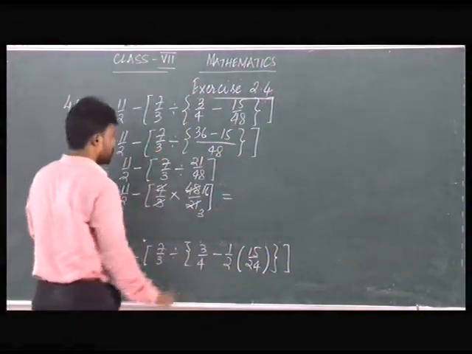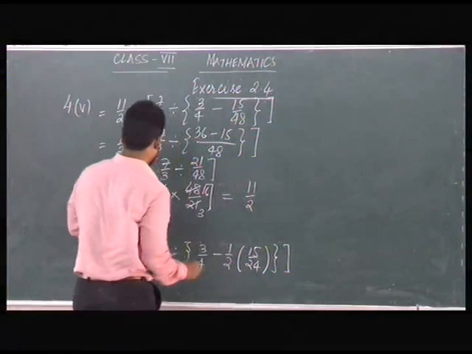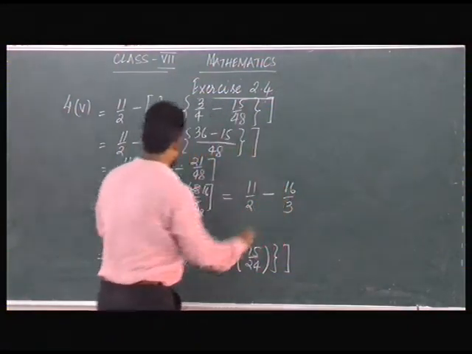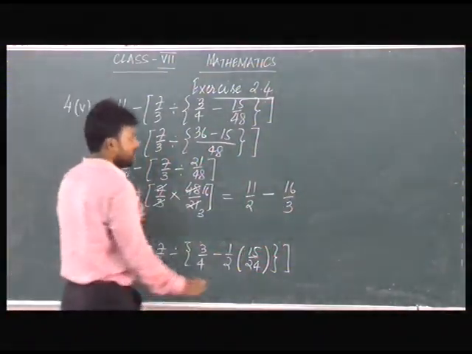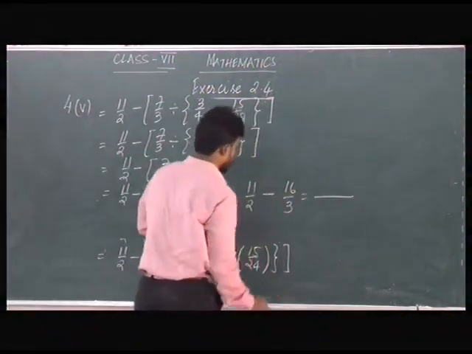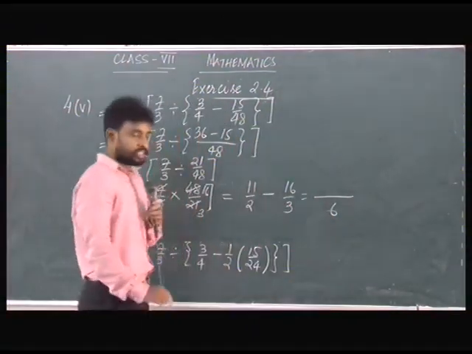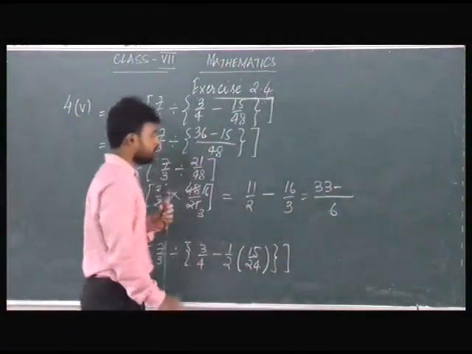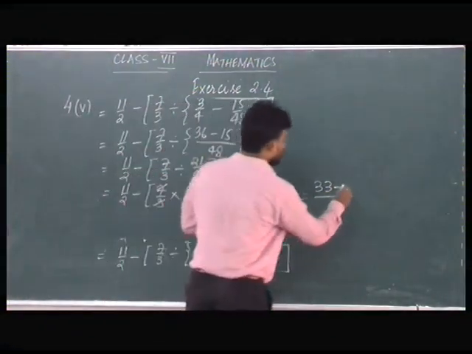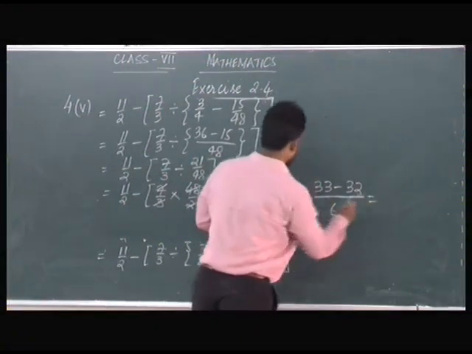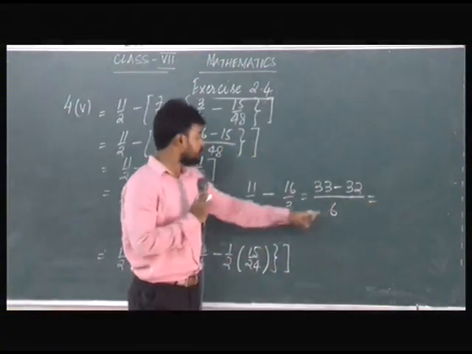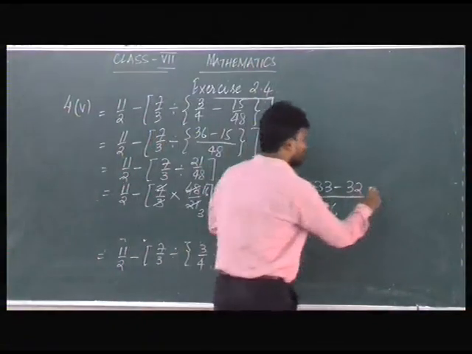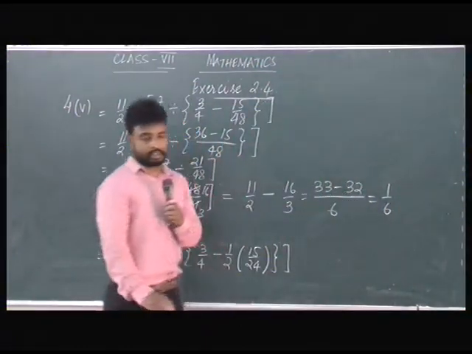Next, we can write this as 16 by 3. Again, we'll take the LCM. LCM will be 6. 2 will go 3 times, 3 into 11 is 33. 3 will go 2 times, 2 into 16 is 32. So ultimately the answer will be 1 by 6.